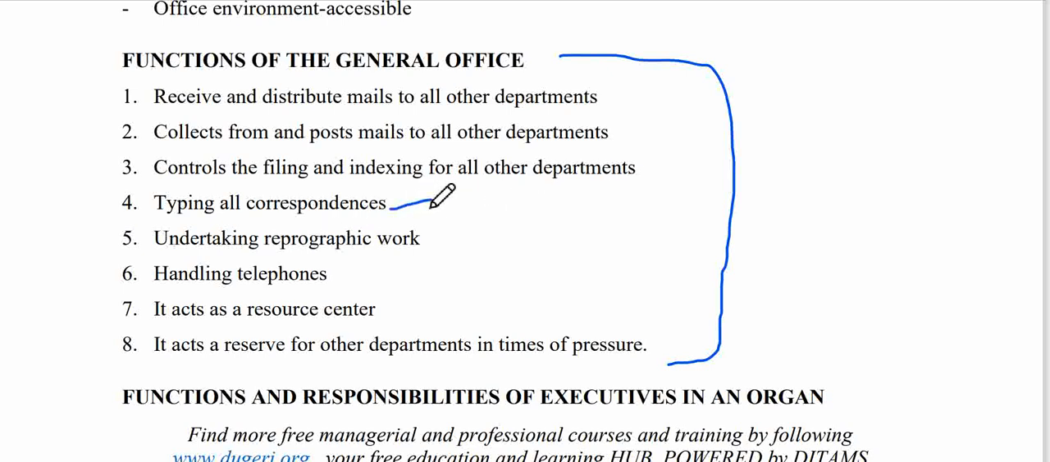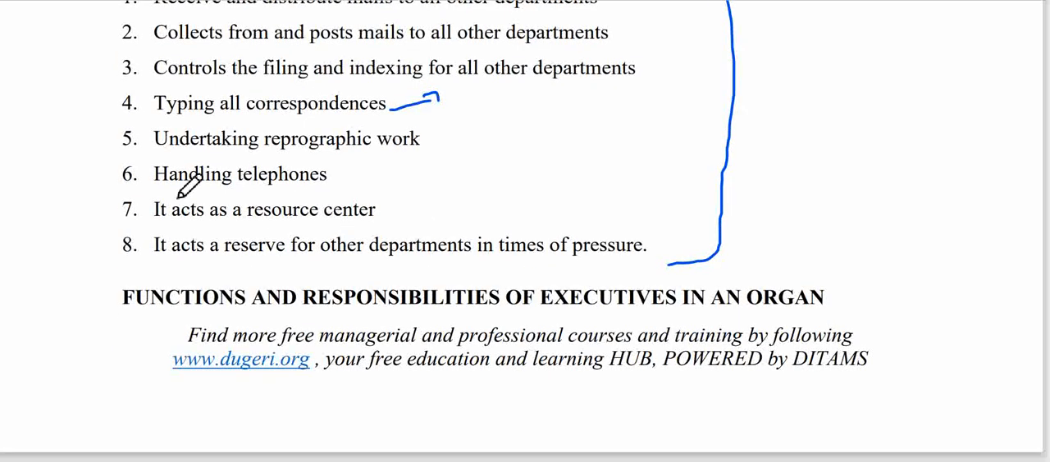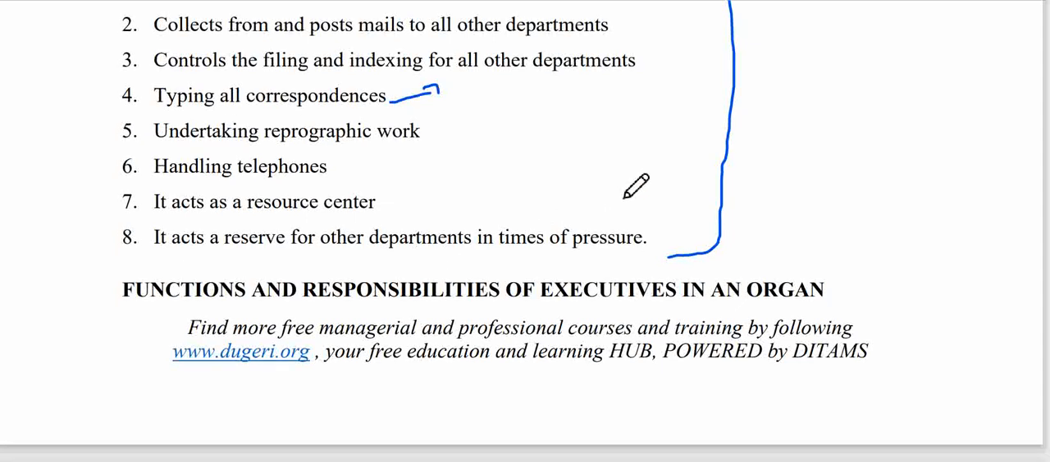So now in your department, like correcting the reports that come from the laboratory, and undertaking reprographic work. Reprographic work is like photocopying, scanning, you get it. And then we have handling telephones, receiving phone calls, and it acts as a resource center and also acts as a reserve for other departments in times of pressure.